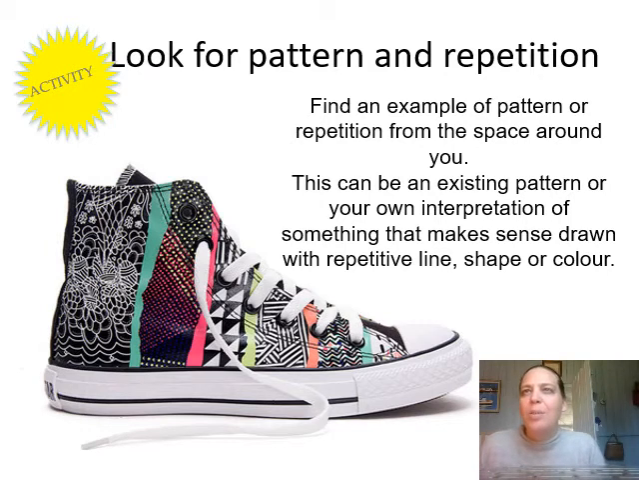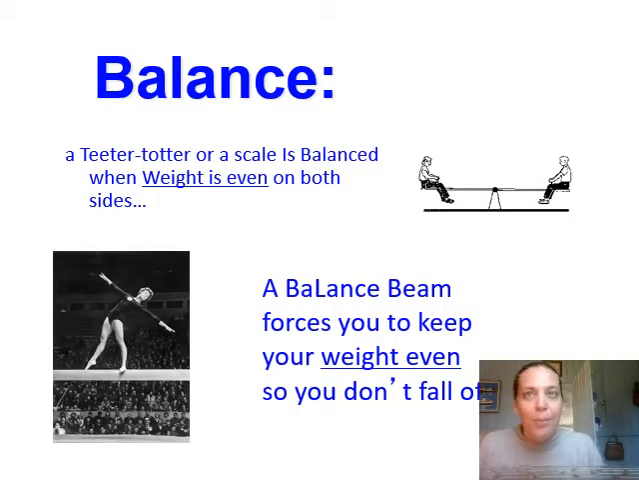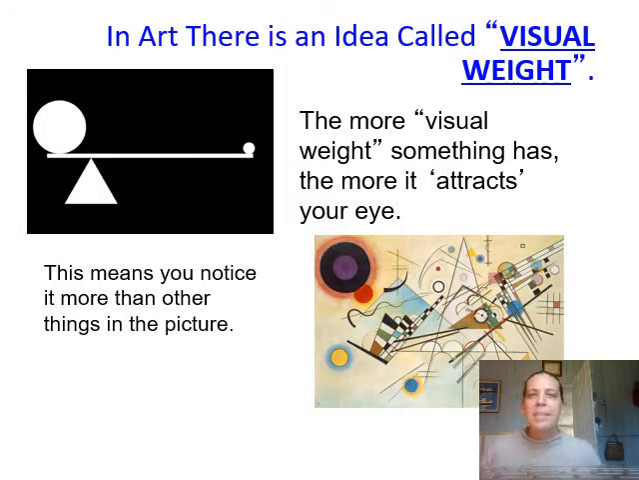Okay, moving on to our next principle of design, which is balance. So balance is visually exactly as it is in the physical world. You can imagine a teeter-totter and wanting to keep weight even on both sides. The same idea applies in an artwork. There's this idea that we call visual weight, and the more visual weight something has, the more it attracts the eye in a picture.